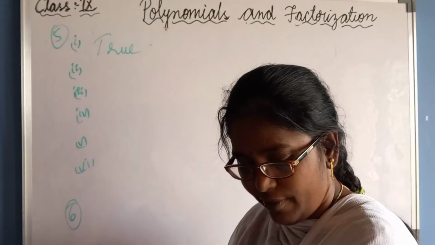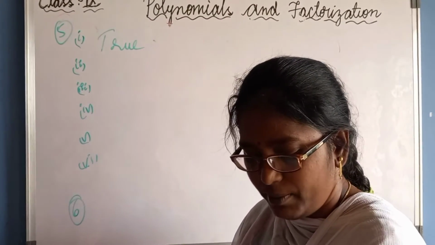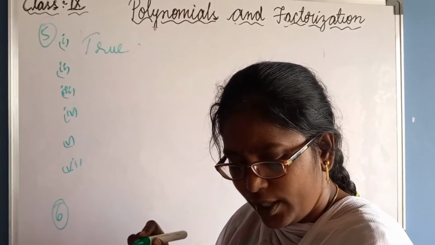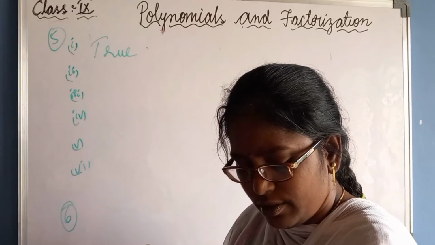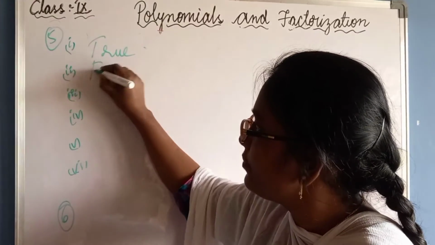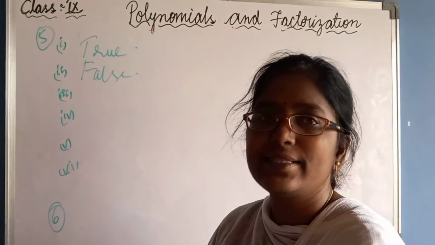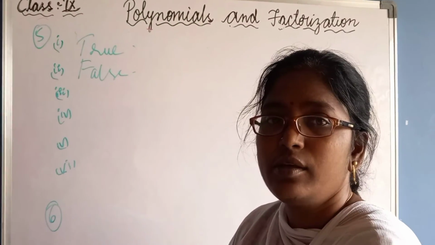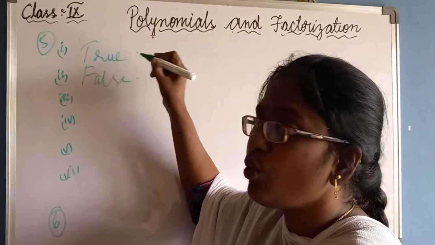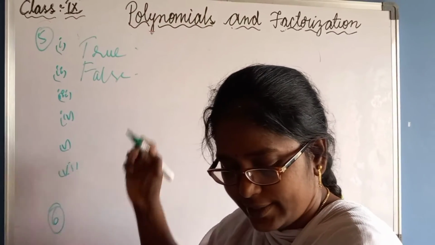Now second one, every polynomial is a binomial. So it is not correct. Why? Because a polynomial can contain more than two terms, but a binomial has only two terms. So hence it is false.